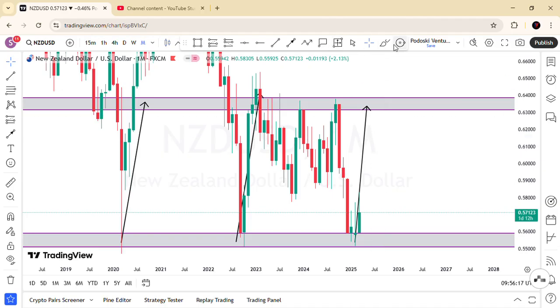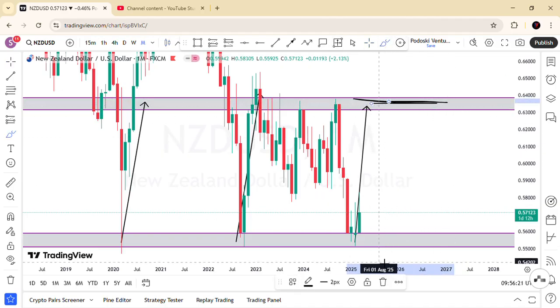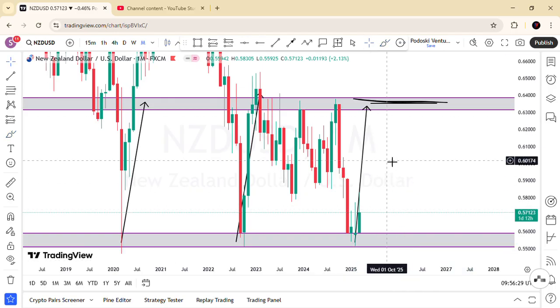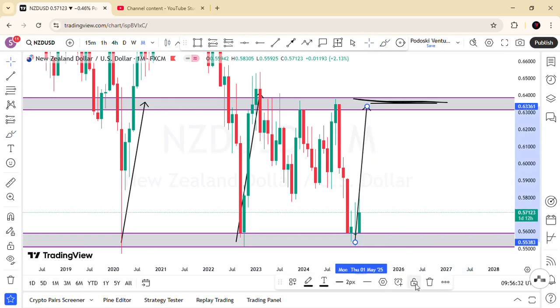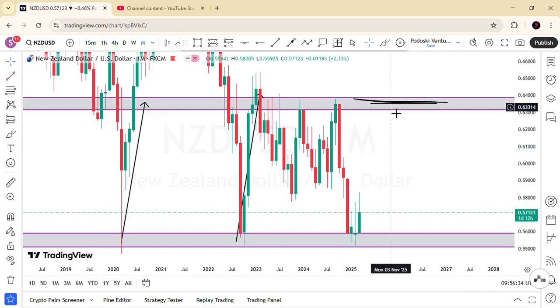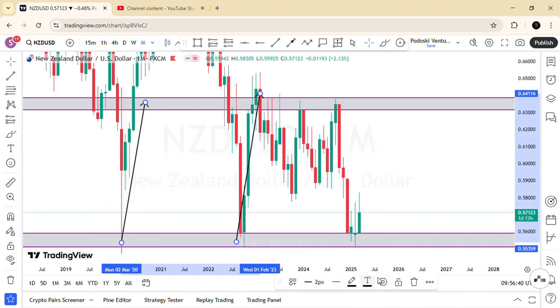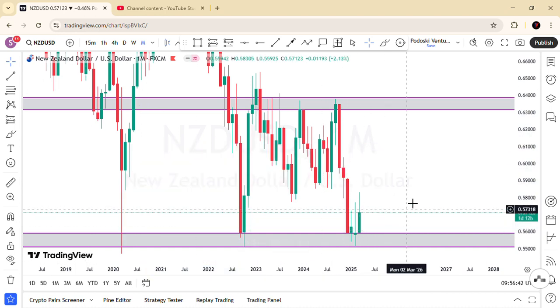On NZDUSD, on the monthly time frame, I have my monthly demand zone and my monthly supply zone here. So if you watch closely, NZDUSD is bullish.